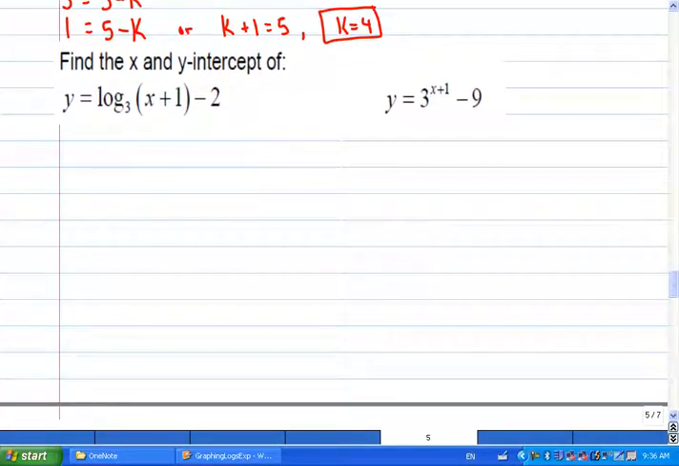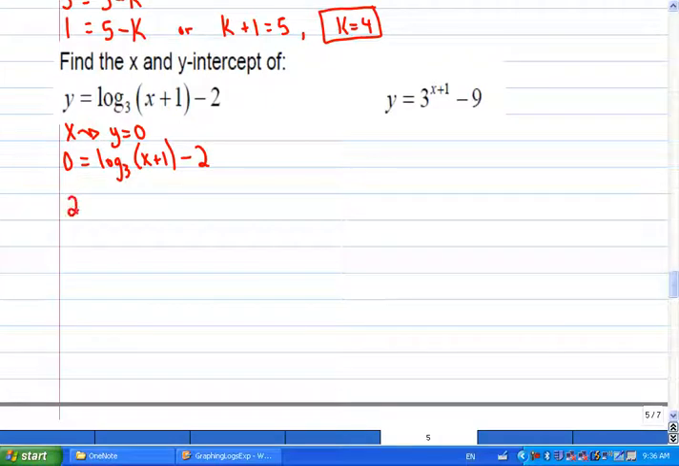Okay. Another thing we should be able to do is find the intercepts. So for the x-intercept, that means y equals 0. So to figure out the value of x, I'm going to put in 0 for y, and try to rearrange this. If I rewrite it as an exponential, that means 9 equals x plus 1, so x would be equal to 8.